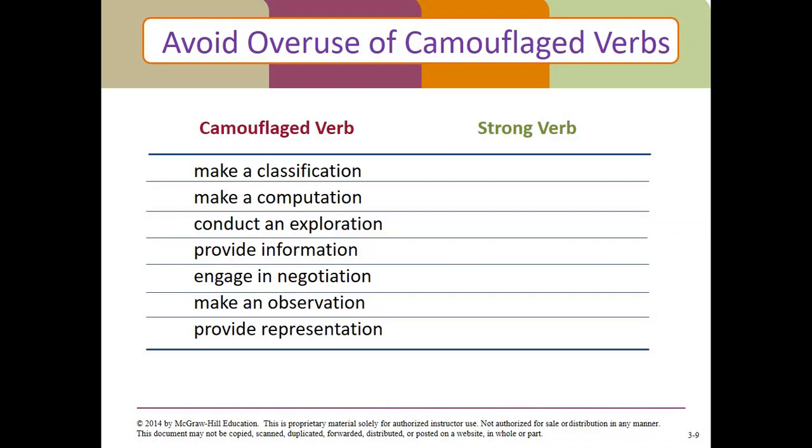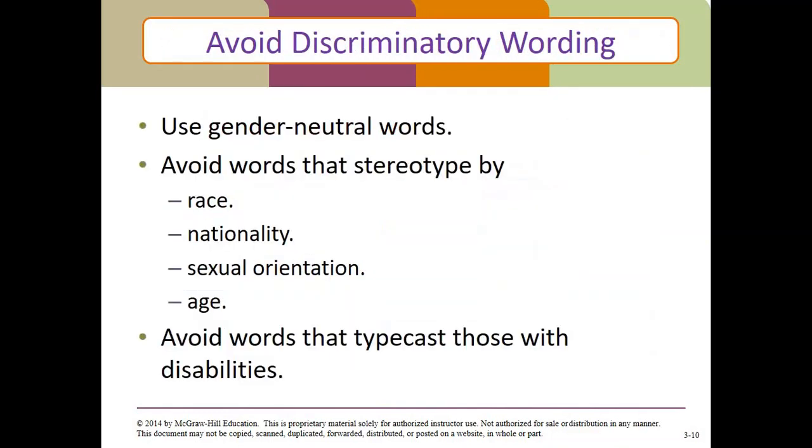Now, always use strong verb instead of camouflage verb. If you look at the example, first one is make a classification, make a computation. Instead of using these verbs, you can use classify. It's a single word, very strong one. Then compute, instead of make a computation, is a strong verb, and it only contains one word. So this is how you should use strong verb. These strong verbs will help your readers to get your message clearly.